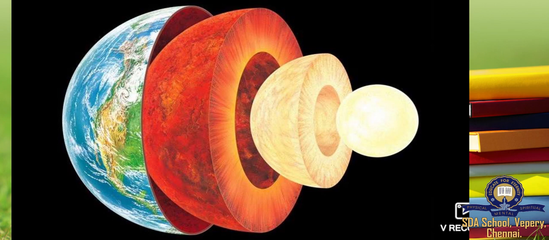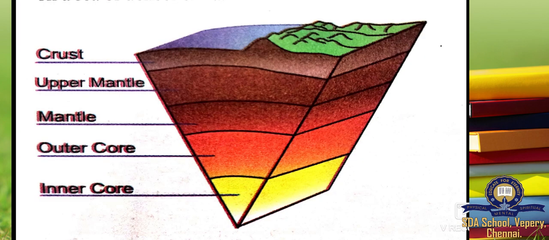On the basis of the study of earthquake waves, the spherical earth is found to have three concentric layers. They are the crust, the mantle and the core. In detail we will learn about the crust, the upper mantle, the outer core and the inner core. First we will see about the crust.